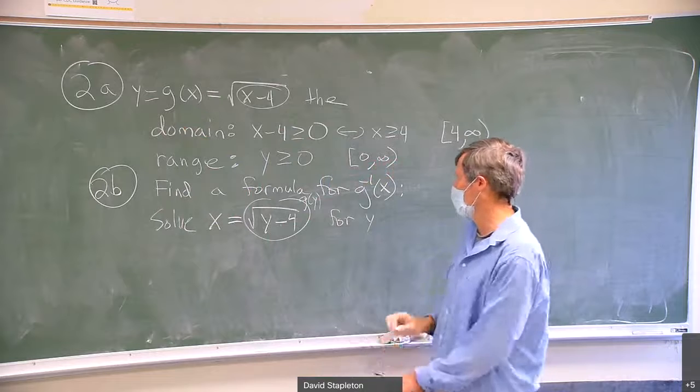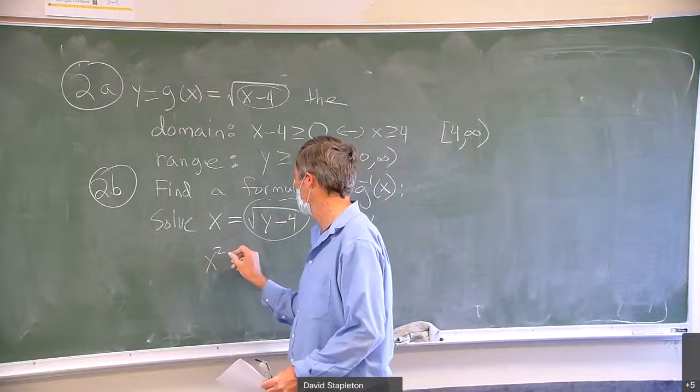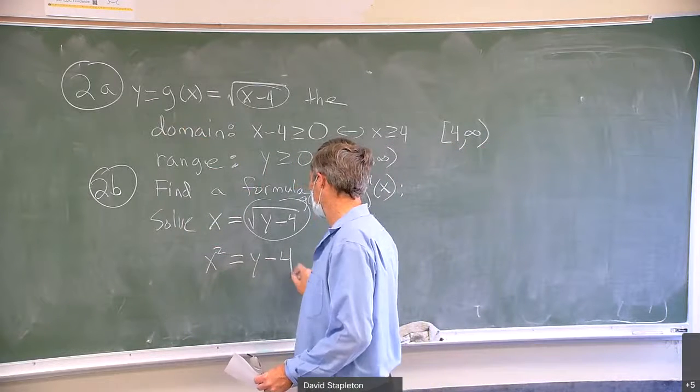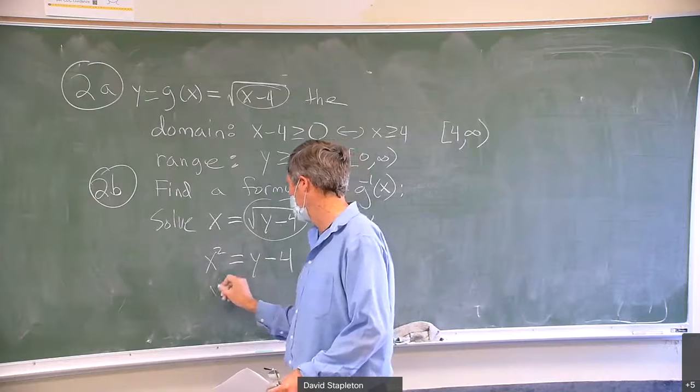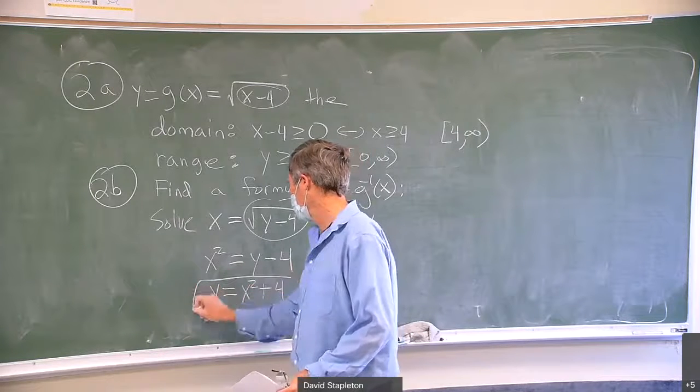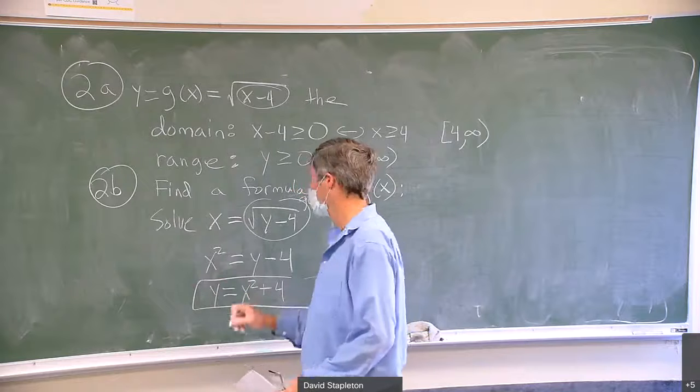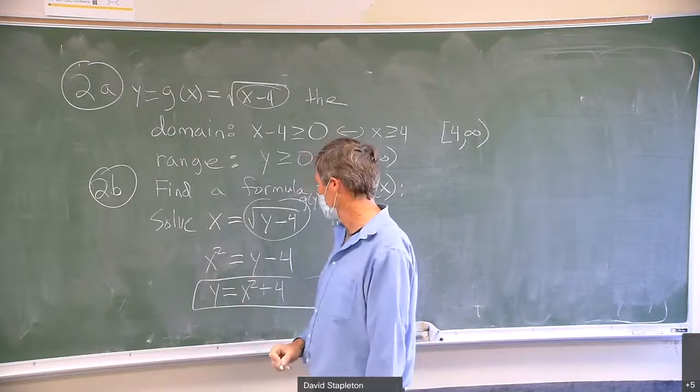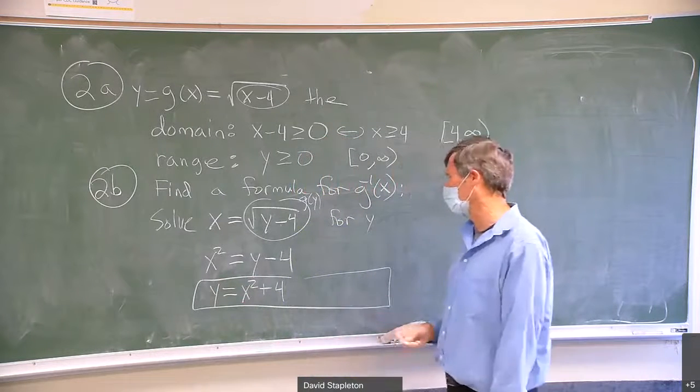So how do I solve that? I can square it. x squared equals y minus 4. Add 4 to each side. I've got y equals x squared plus 4. Here's what I asked for in the answer, but technically this isn't quite right. I may have marked your paper. So I gave you full credit for this.